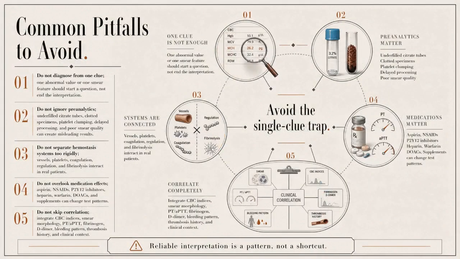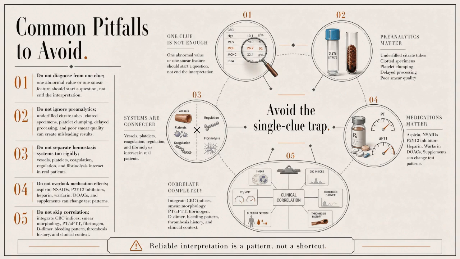As we approach the end, let's talk about common pitfalls to avoid. First, never diagnose from just one cell or one test. A single target cell or a prolonged APTT is a clue, not a complete answer. Second, always consider pre-analytic variables. A clotted specimen, an underfilled tube, or delayed processing can create misleading results.